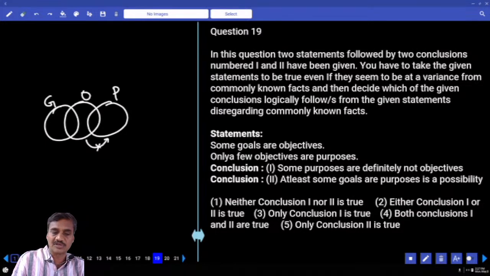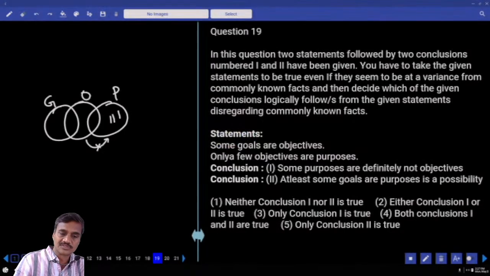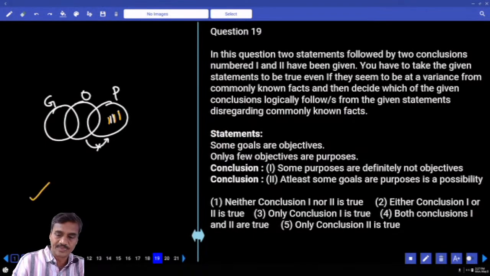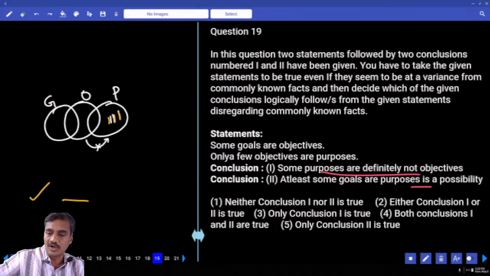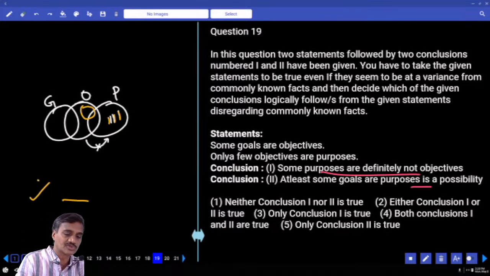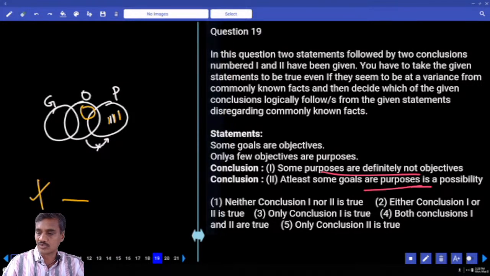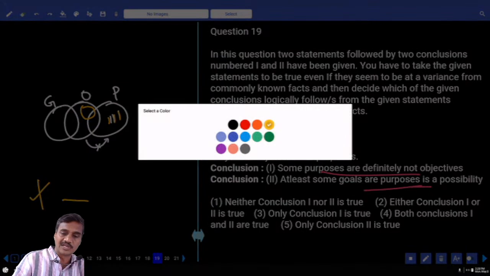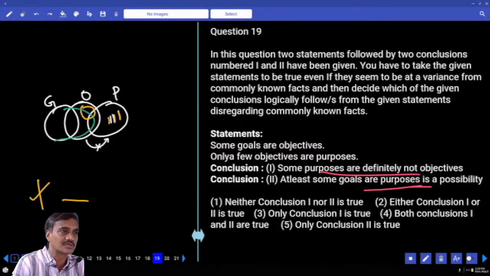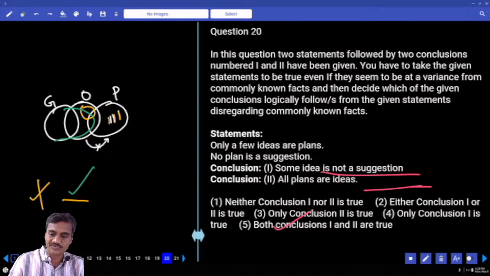And some purposes are not objective. Now these are the purposes which are not objective, that is true. And some purposes are not objective is true, and some goals or purpose is a possibility. Then first one, to make this one false, I need to prove all purposes are objective. Now tell me whether I can write purpose like this or not. Alternate diagram to previous conclusion is false. Then some goals or purpose is possible. Now tell me whether I can extend this goal like this or not. Yes, it is possible. And so what is your answer? Only two, choice two, for question number 19.